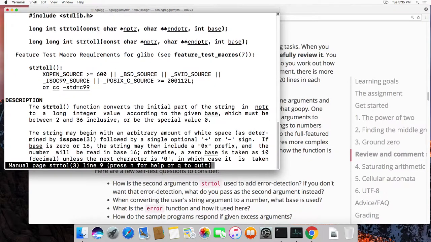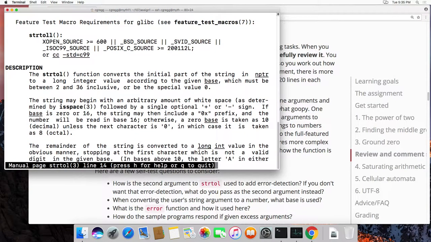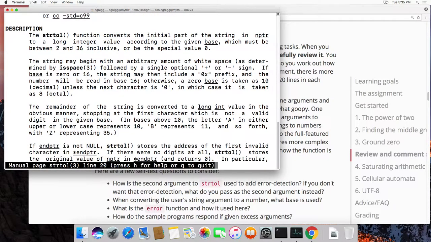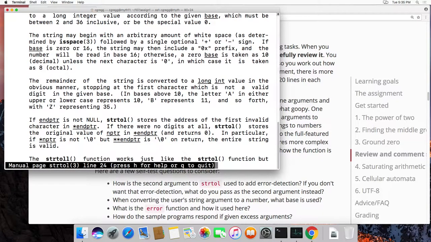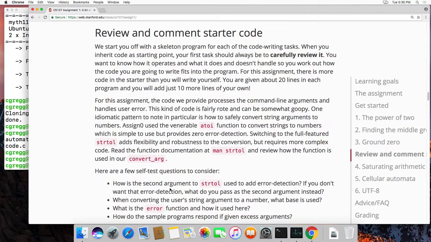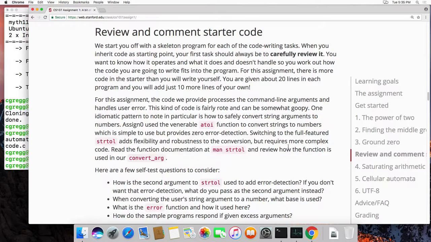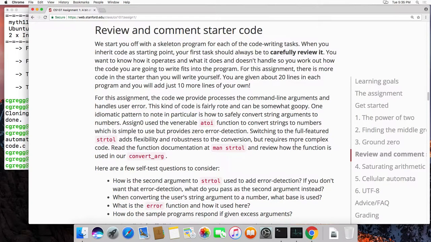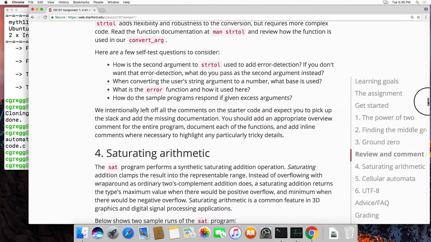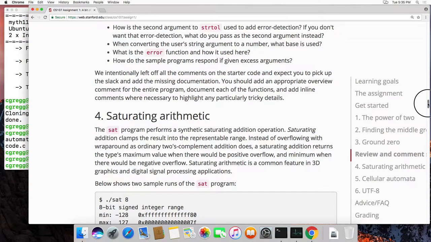It says the function converts the initial part of a string to a long integer according to a given base, etc. It can allow white space, and as I said, lots of other interesting conversions. It's more robust, but harder to understand, so you have to look through and see what it's doing. You should understand strtol to the point where you could answer these questions here. Like, how is the second argument used, and what's the error function, and so forth.